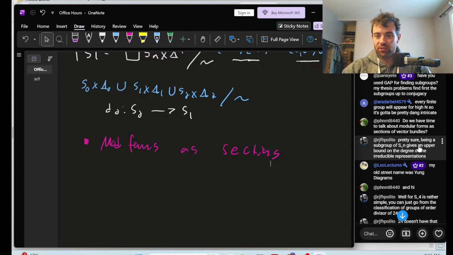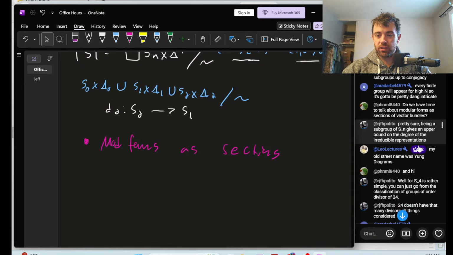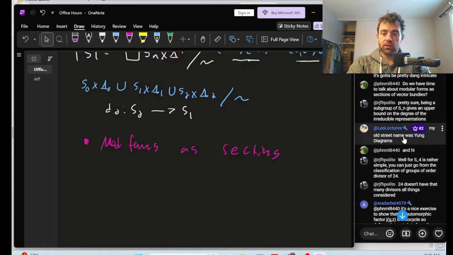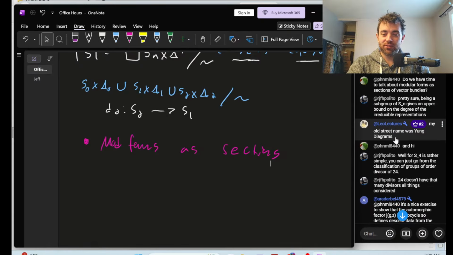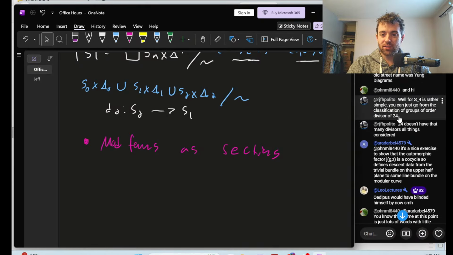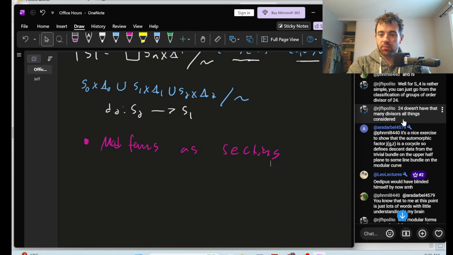Pretty sure being a subgroup of Sn gives an upper bound on the degree of the irreducible representations. Well, yes, but I don't know how useful that was. Your old street name was Young Diagrams. Wow, I'm definitely gonna steal that when I start my math rap career. Well, that's kind of cheating if you use the classification of groups of order dividing 24. 24 doesn't have that many divisors, all things considered.